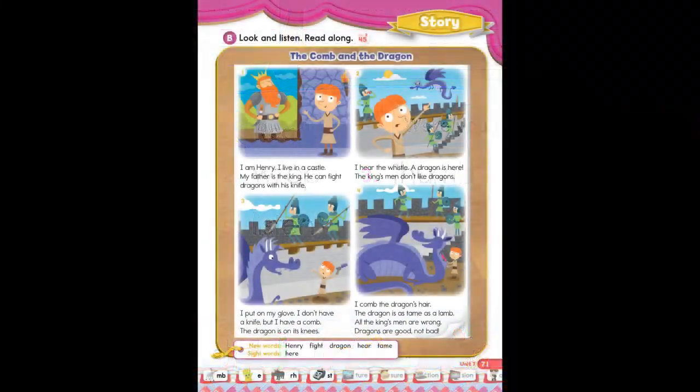Story. B. Look and listen. Read along. The comb and the dragon. 1. I am Henry. I live in a castle. My father is the king. He can fight dragons with his knife. 2. I hear the whistle. A dragon is here. The king's men don't like dragons. 3. I put on my glove. I don't have a knife, but I have a comb. The dragon is on its knees. 4. I comb the dragon's hair. The dragon is as tame as a lamb. All the king's men are wrong. Dragons are good, not bad.